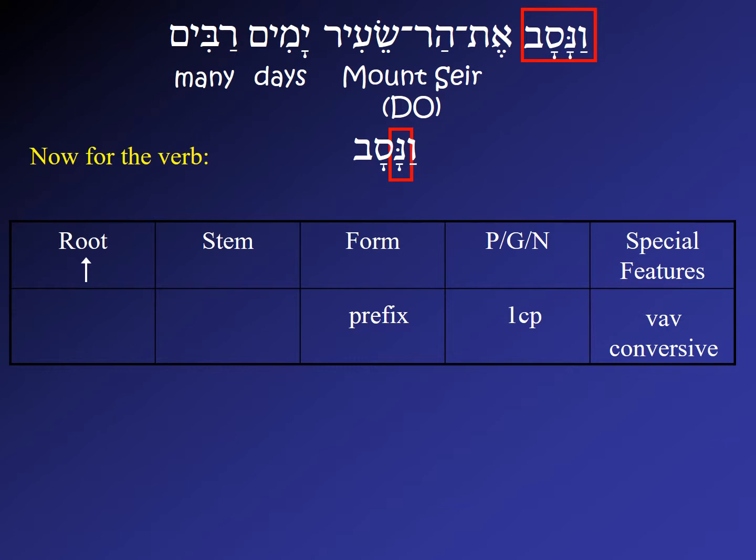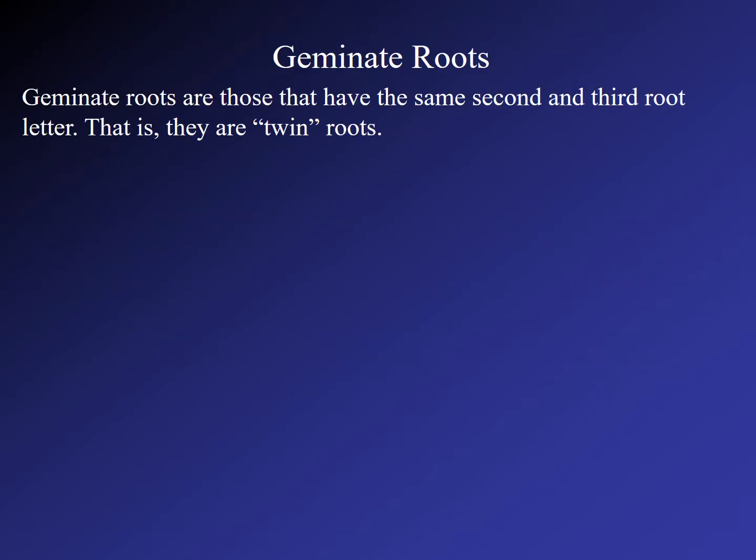Now, if we were to try to look at the root, we might think that this is a middle weak, suv, but there is another possibility, and so we need to look now at geminate roots. The geminate root is a root that has the same second and third root letter. That is, they are twin roots, like the Gemini.